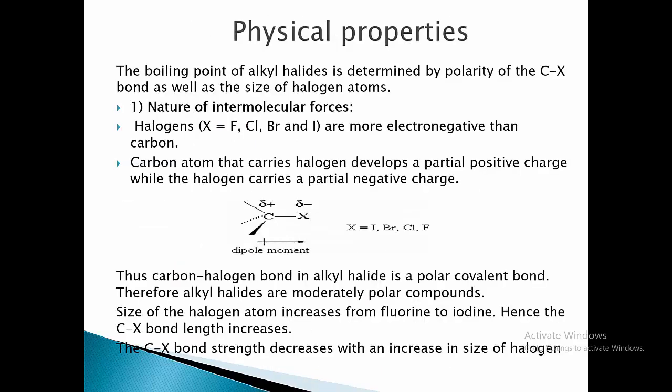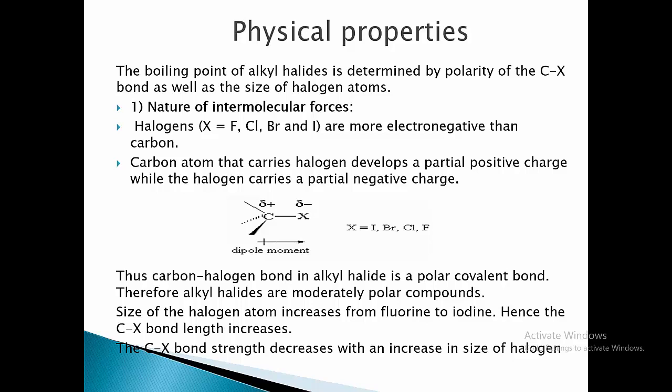Now we are going to see physical properties of alkyl halides. The bond between carbon and halogen atom in alkyl halide is a polar bond. This is due to the difference in the electronegativities of carbon and halogen atom. Halogen atom is more electronegative than carbon atom, and therefore this C-X bond in alkyl halide is highly polar, and therefore the boiling point of alkyl halide is determined by polarity of this C-X bond as well as the size of halogen atom.